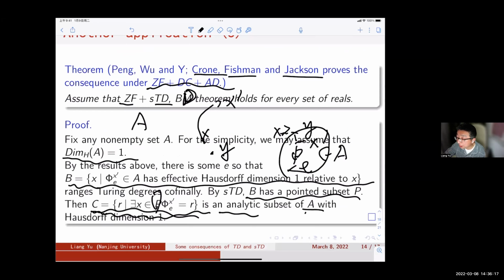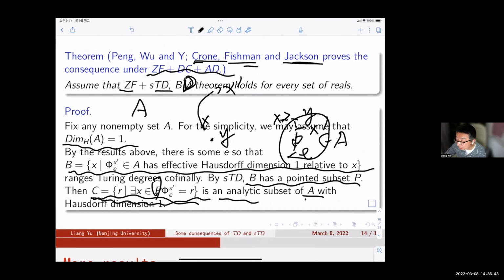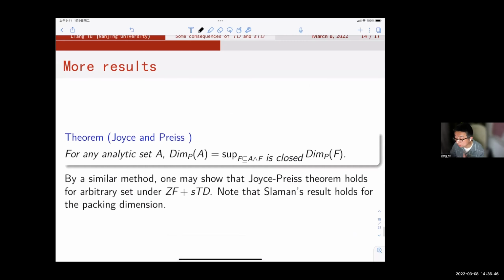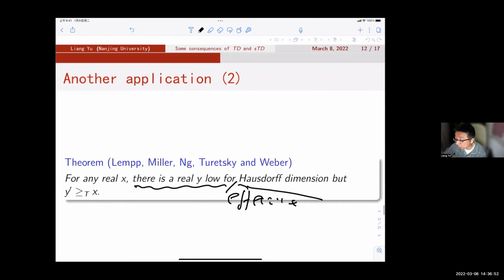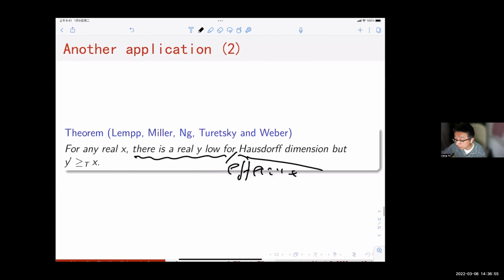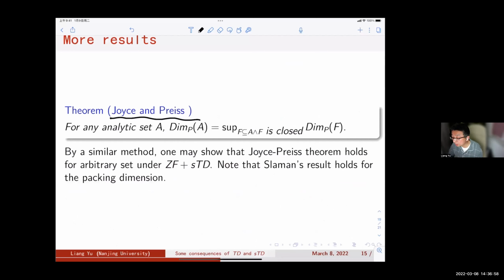And actually, it's very powerful. Cron, Fishman, and Jackson only proved this for Hausdorff dimension, and it cannot be generalized to other results. At least it's not clear to me how to prove this result for packing dimension using their result. But our argument can be easily modified to prove that the BD theorem also holds for packing dimension. It's because of Joyce and Preiss' result.